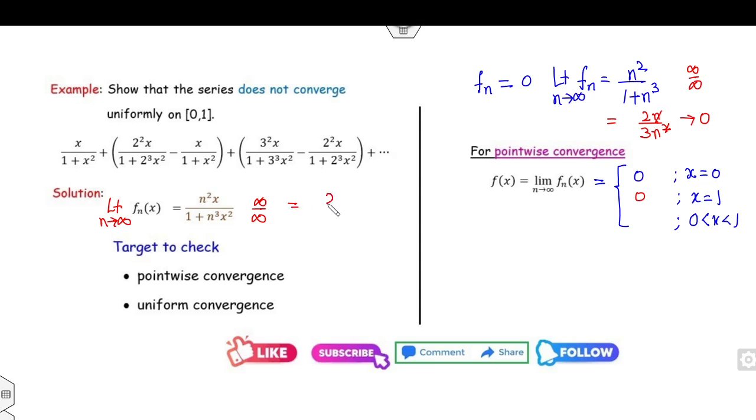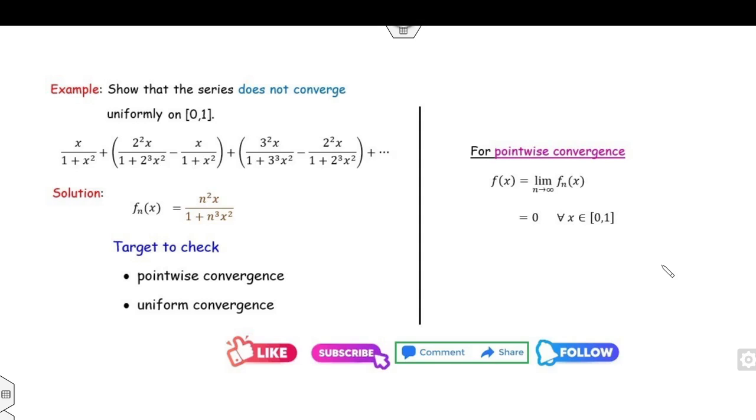I can apply the L'Hopital rule. So 2nx over 3n square x square. 1 x cancels, 1 n cancels. Again, it goes to 0. So I can say this term is 0 for all x belonging to [0, 1]. Fine. So since the limit exists, therefore the series is pointwise convergent.